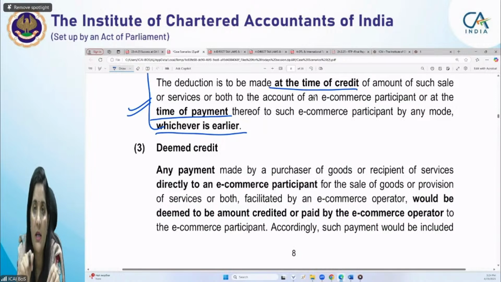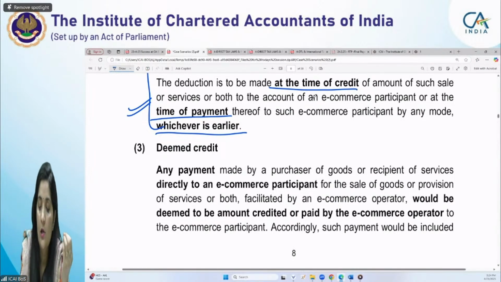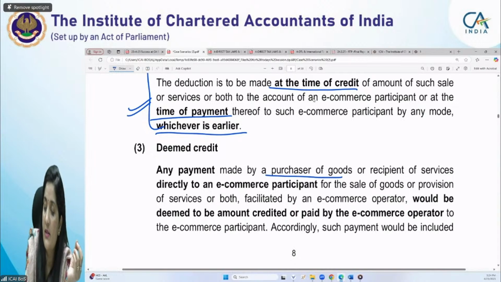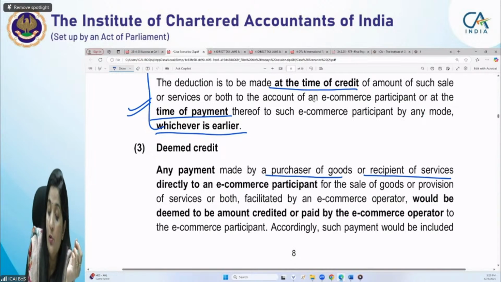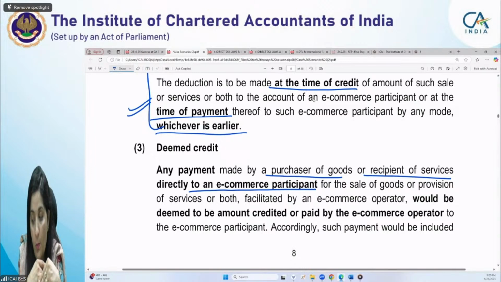What is treated as deemed credit? The payments made directly to the e-commerce participant by a purchaser of goods or by a recipient of services. Any payment by a purchaser of goods or recipient of services directly to an e-commerce participant for sale of goods or provision of services or both, facilitated by the e-commerce operator, would be deemed to be an amount credited or paid by the e-commerce operator.